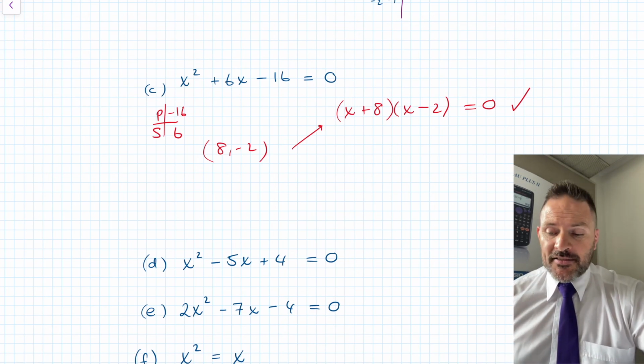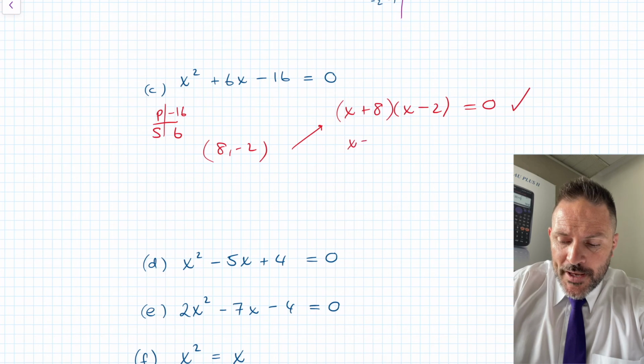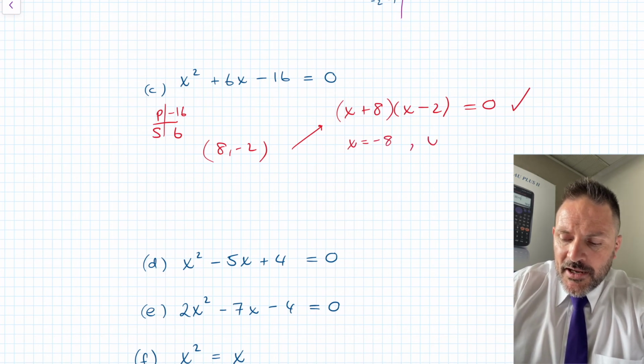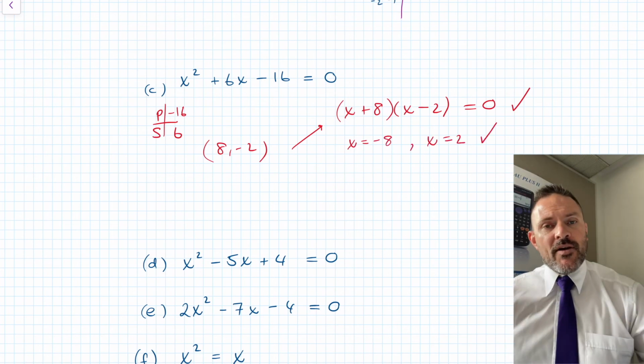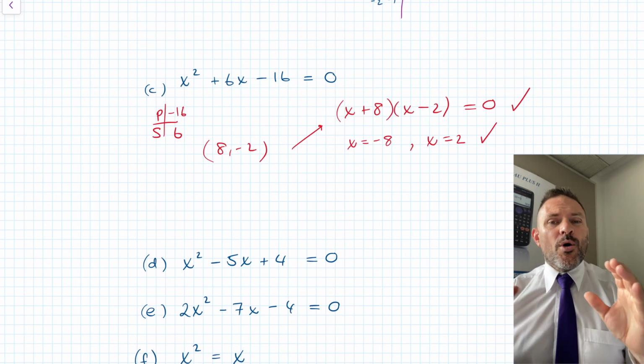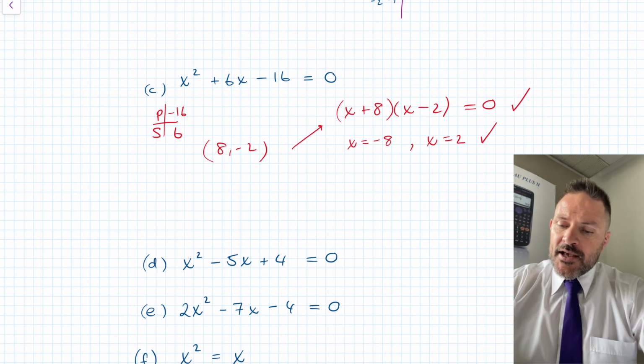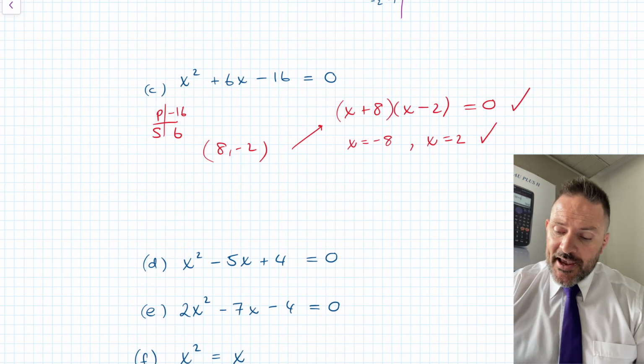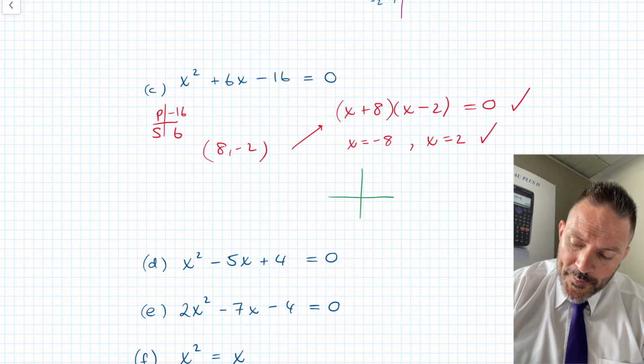Now, null factor theorem. Hopefully by now you should be able to look at it and say, that's negative 8 and that's positive 2. You've answered your question. Job done. If you want to write the whole thing out equals 0, by all means. Again, you don't need to do this. However, I'm just showing it for purposes.